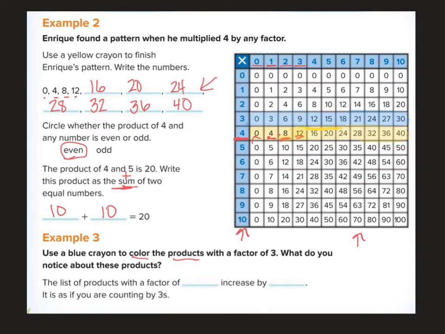So notice 0, 3, 6, 9, 12, 15, 18, 21, 24, 27, 30. We're counting by 3s. So the list of products with a factor of 3 increase by how much each time? Look at this. Plus 3, plus 3, plus 3, right? So they increase by 3 each time. It's as if you're counting by 3s because you are counting by 3s.